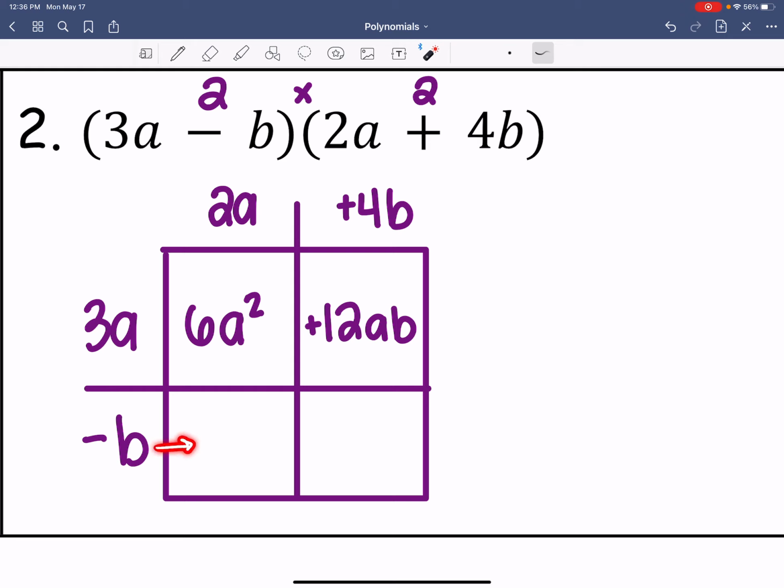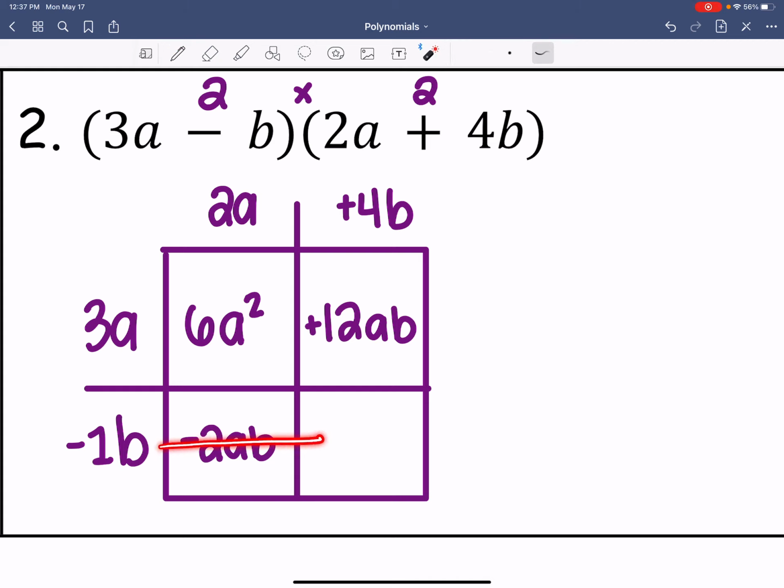Now we have negative b times positive 2a. So negative b, that's like a negative 1b. So I'm going to write negative 1b. So when we multiply these, negative 1b times 2a, negative 1 times 2 is negative 2. Then we still have b times a, or a times b, so it's just negative 2ab.